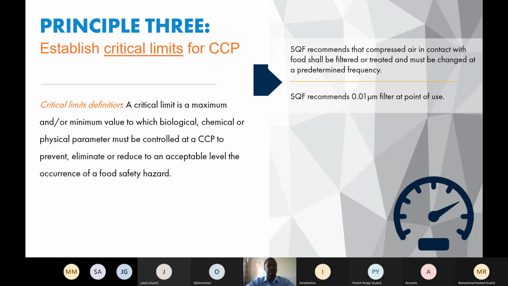Some of the recommendations out there are, for example, SQF recommends that compressed air in contact with food shall be filtered and treated, and the filter should be changed at a predetermined frequency. SQF also recommends a 0.01 micron filter at the point of use. Your point of use filters are your last defense against contamination being introduced in your product. And we look at why.